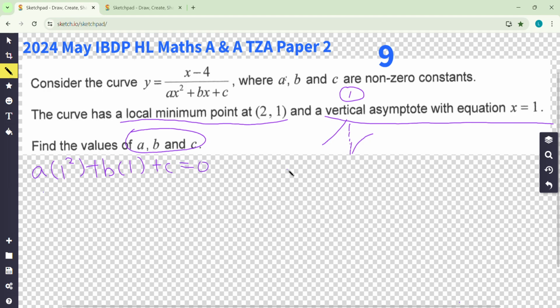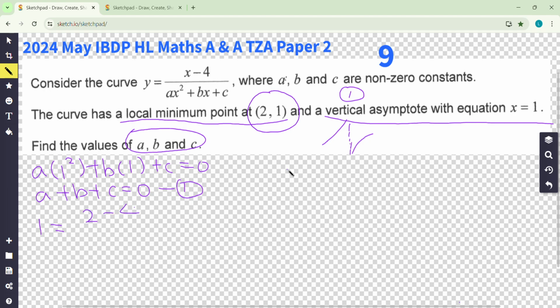So you work on this. So a plus b plus c is what? It is 0. Equation 1. Next one, okay. Local minimum point is (2, 1). So (2, 1) is the point, right? Don't forget this one, it's not just a minimum point, it's just a point too. So when x equals 2, y equals 1. So next one is when y equals 1 when x equals 2.